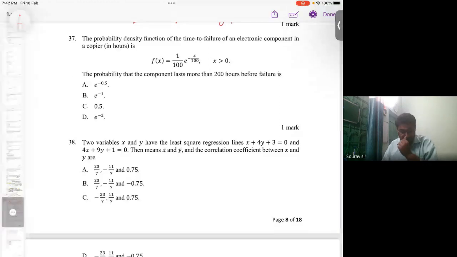Now in question number 37, they have asked that the probability density function, that means PDF, of the time to failure of an electronic component in a copier is this relation. So the probability that the component lasts more than 200 years before failure is.